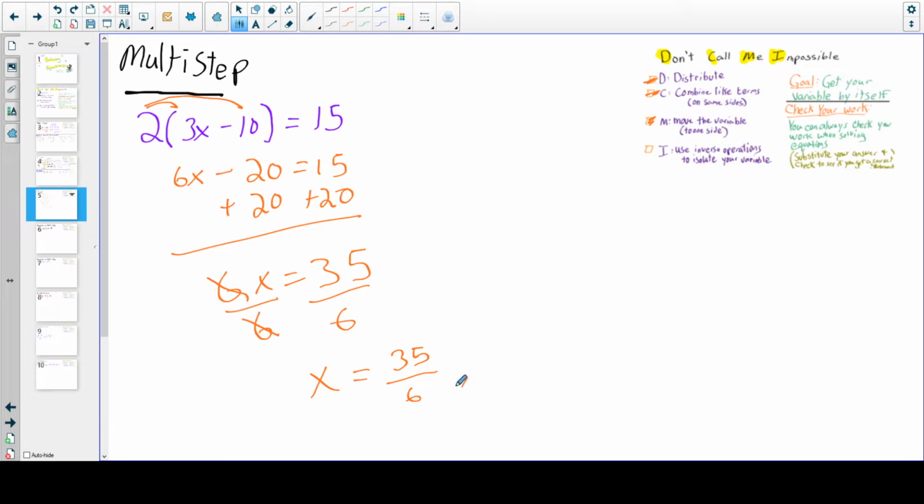Or, if you use your calculator, which I'm going to use right now, you get 5.83333, and so on and so forth. Both of these values are solutions. However, I personally like leaving it as a fraction because sometimes decimals can get a little messy. And again, I encourage you, substitute this value back into this equation, and you'll see that you get a correct statement.